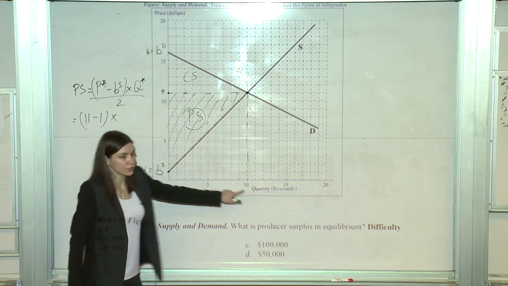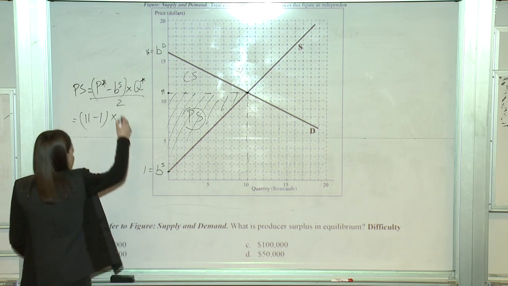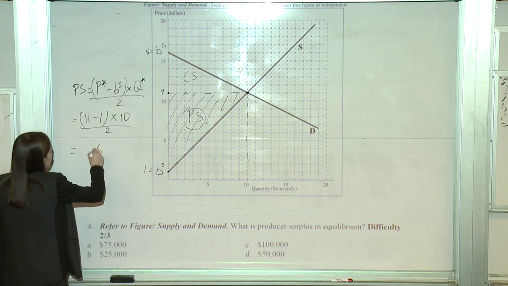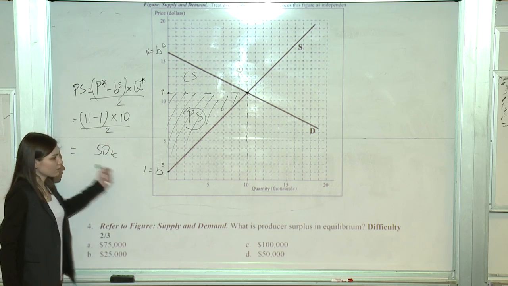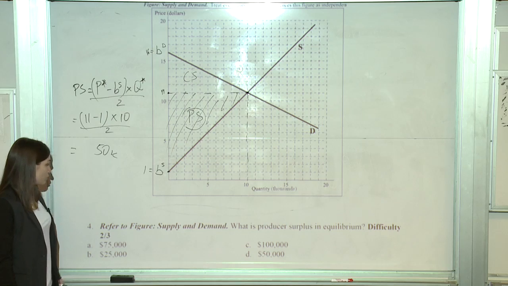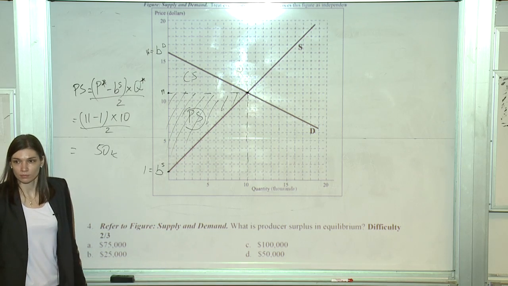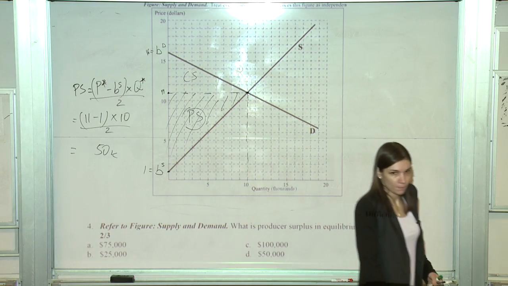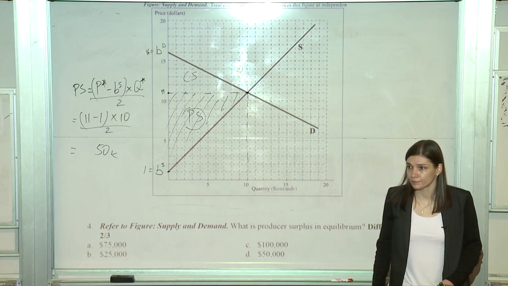The quantity I know is 10. Divided by 2, so it's what? 50. And it's in thousands because the quantity is in thousands. So producer surplus would be 50,000, or D. Do you have any questions so far?